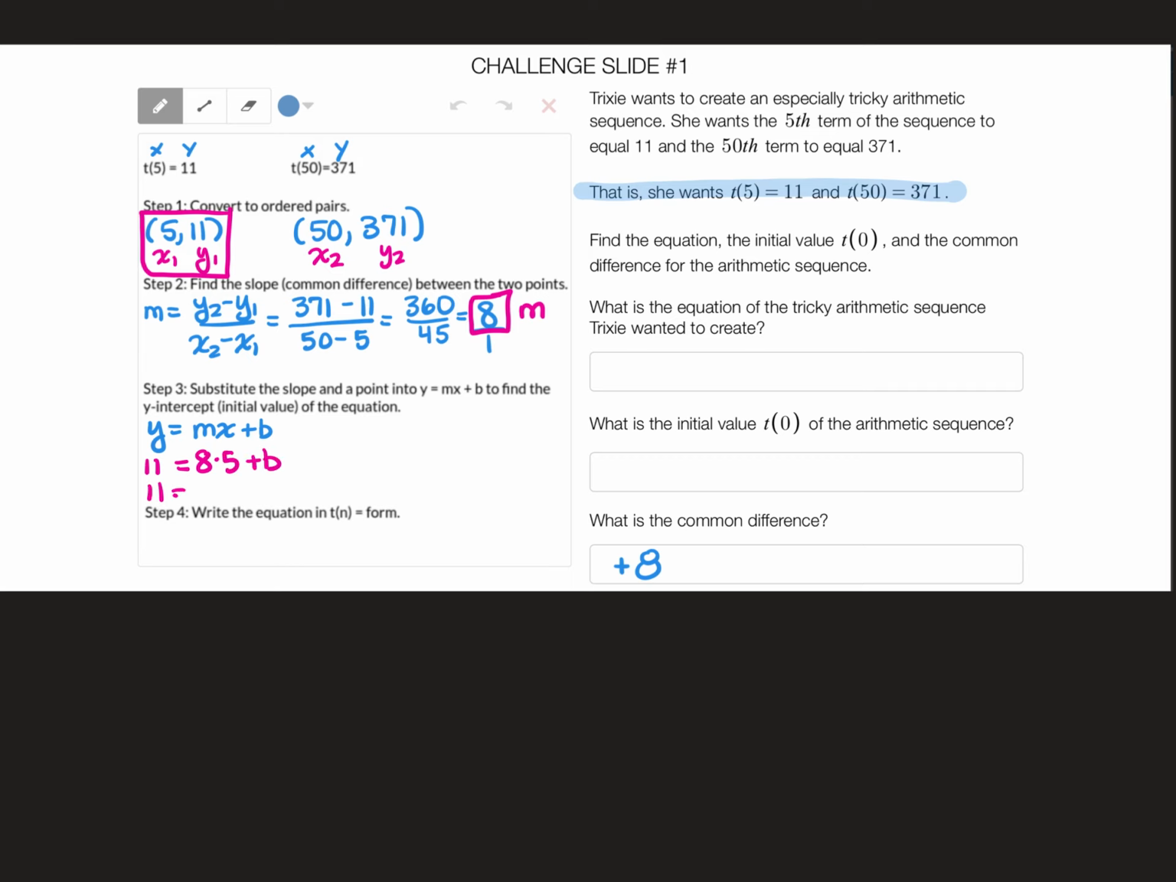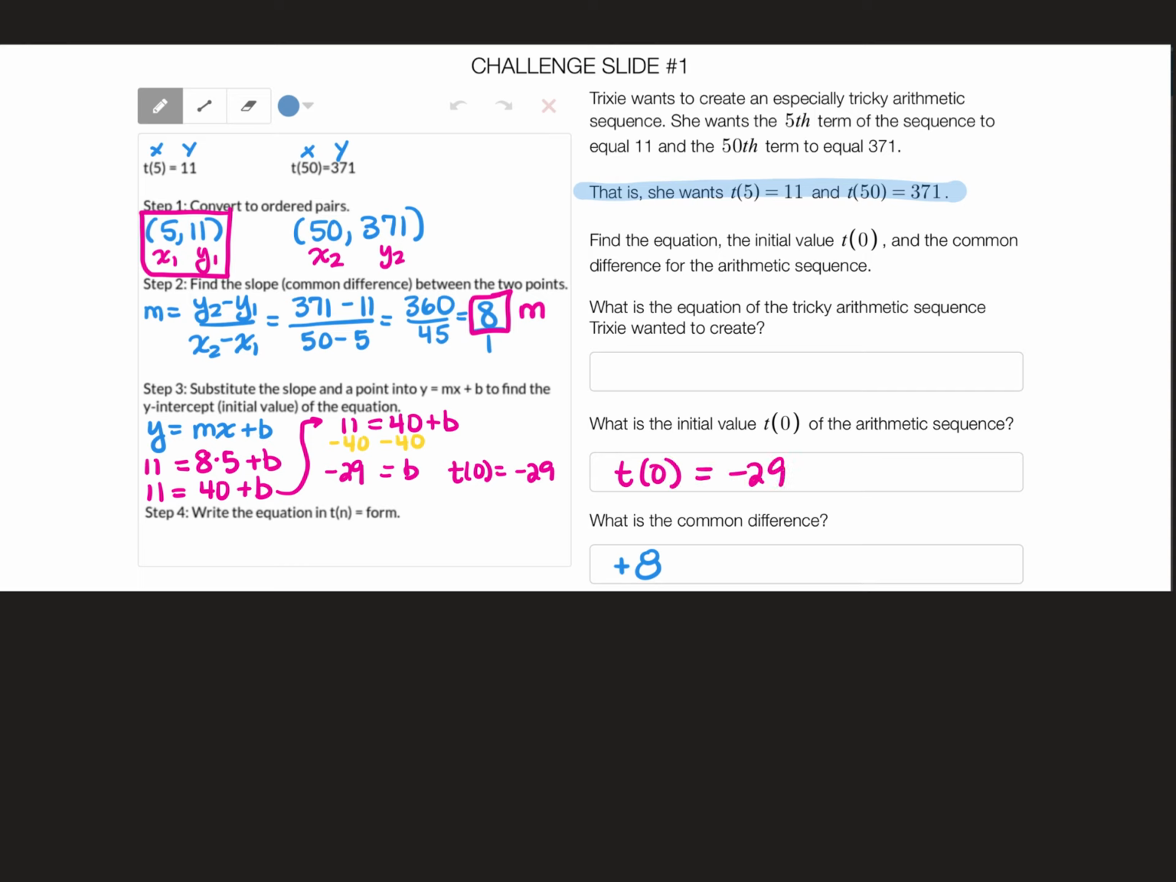So now I have 11 equals 40 plus b. Let me write that again. And then we just have to solve for b, which means we're going to have to subtract 40 from both sides. And we're going to get b equals negative 29. So b is our initial value. So what we're really saying is that T of 0 is negative 29. So the initial value, T of 0, is negative 29.